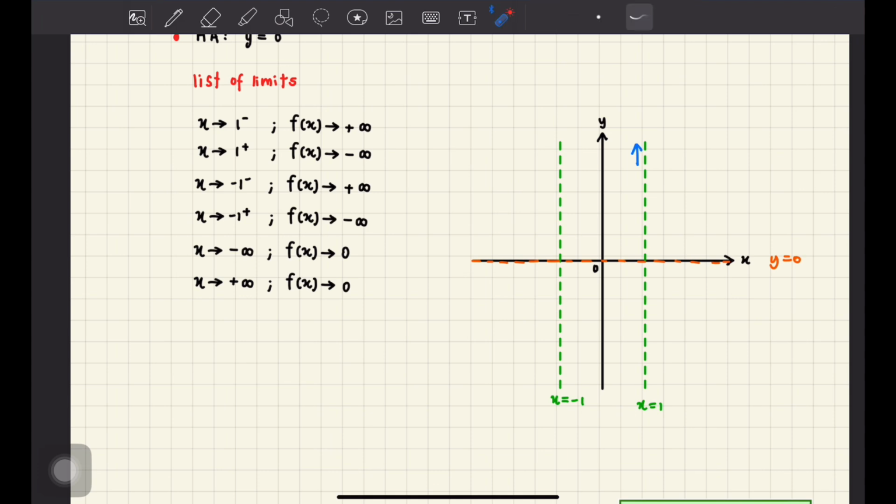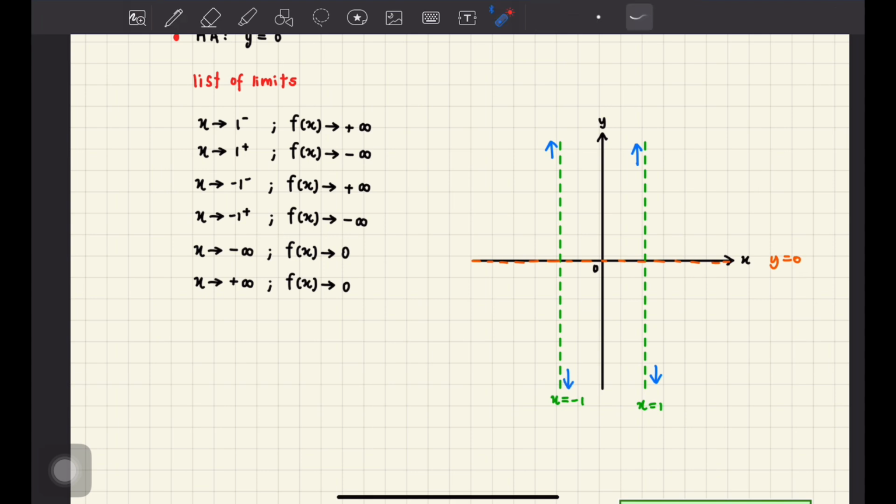Okay, and then 1 positive. 1 positive is the right side over here, so your y is going down, negative infinity. So the arrow is going down. Okay, and then next one. So negative 1, negative, positive infinity. It means that on the left side of negative 1, it's going up. And then negative 1 from the right, it's going down. Okay, so it's over here.